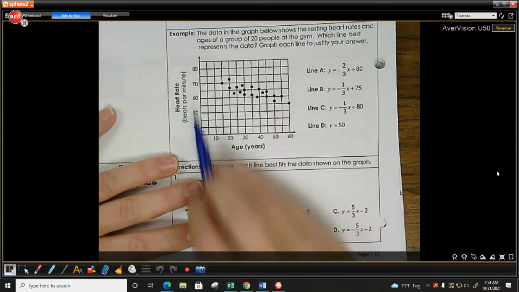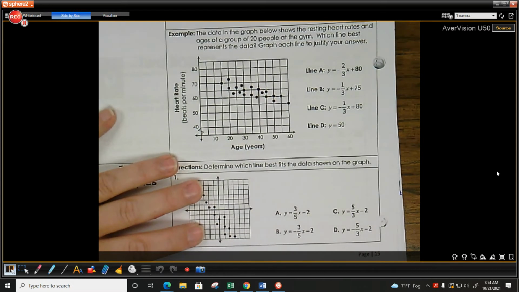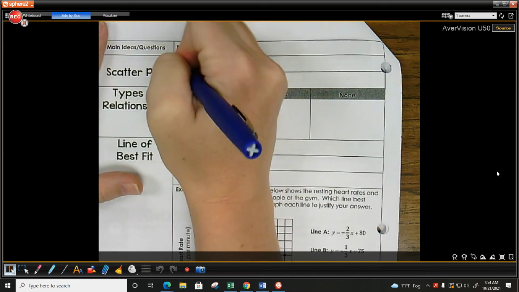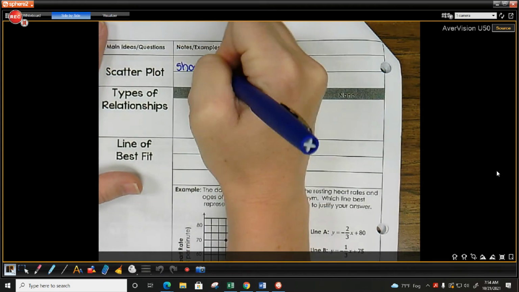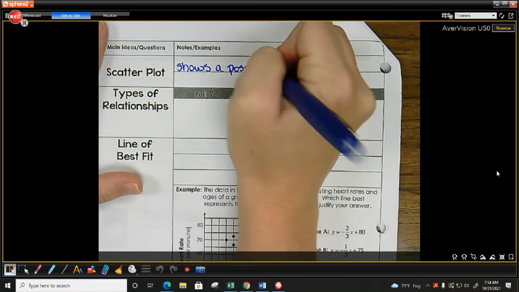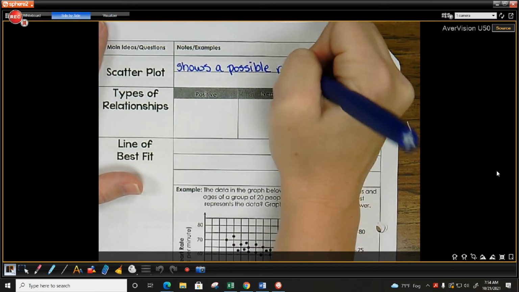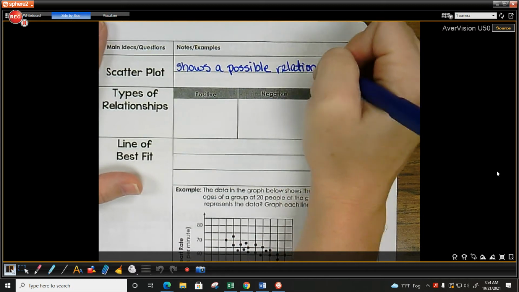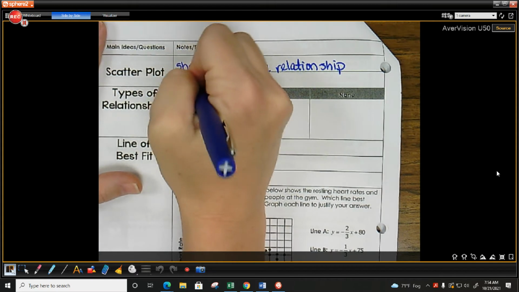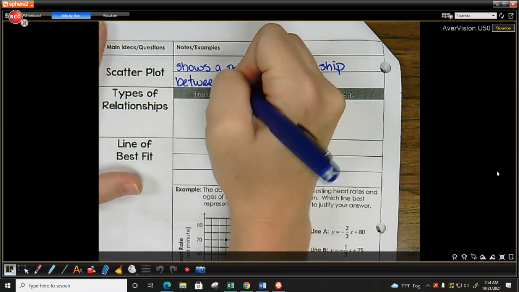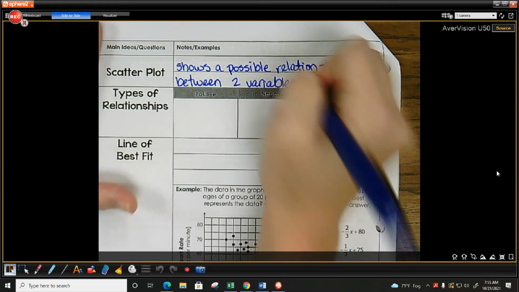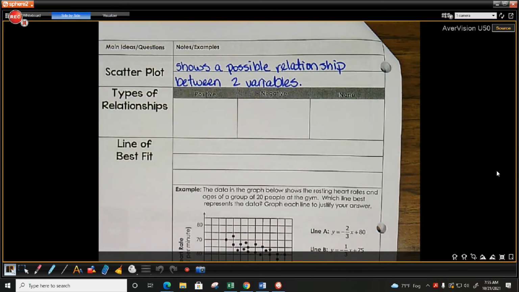Okay? So, a scatter plot shows a possible relationship between two variables. Shows a possible relationship between two variables.